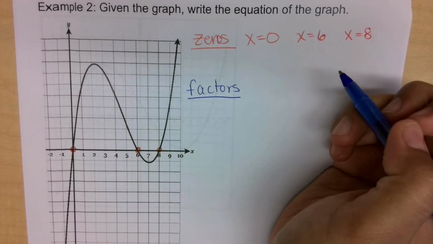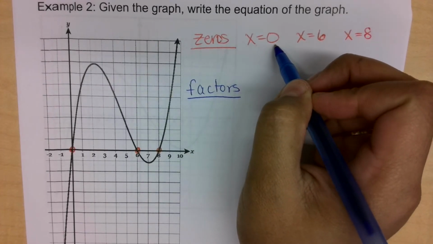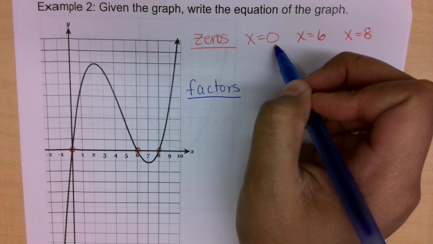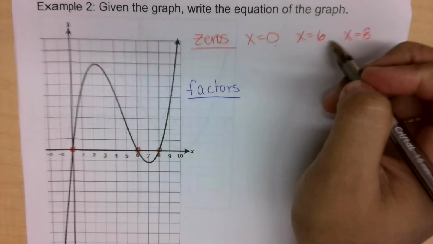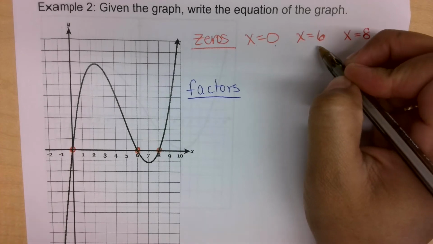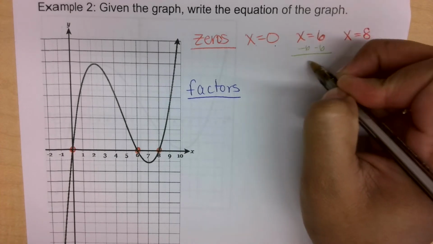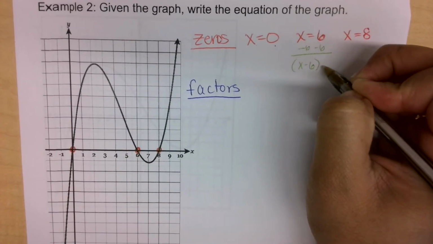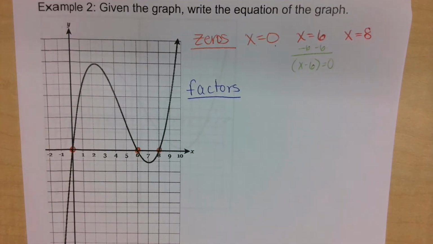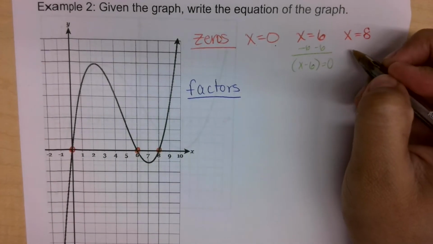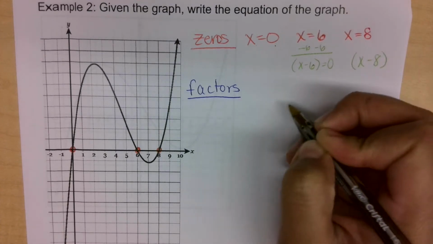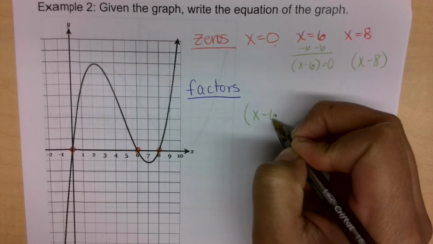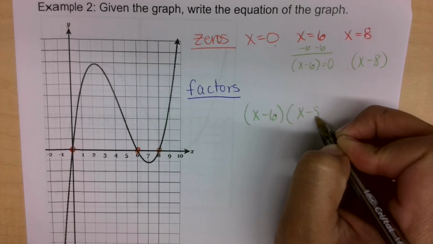And this is where my students start getting confused when we have this x equals 0. So I'm going to skip that for just a second, and I'm going to do x equals 6. Again, if this is positive 6, what made it 0? Well, if I had an x minus 6 equals 0. So my second factor is x minus 6. Here it would be x minus 8. So I got x minus 6 and x minus 8.